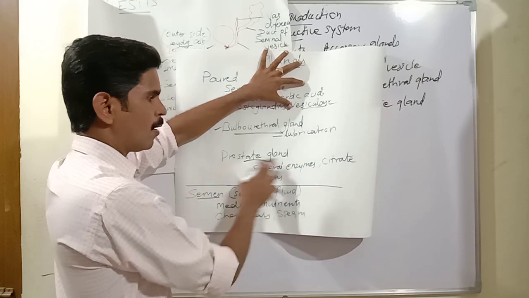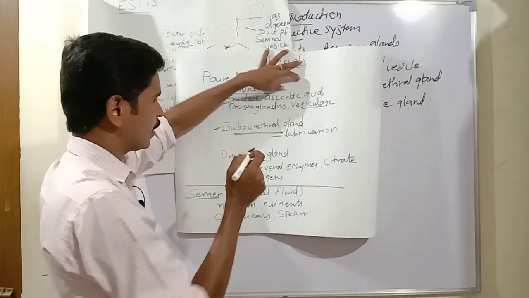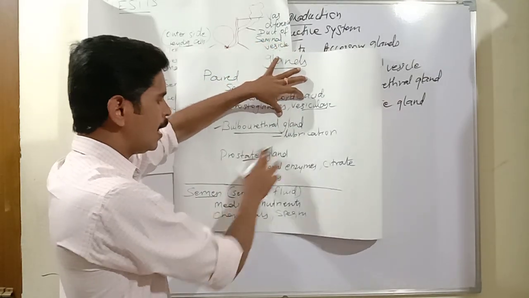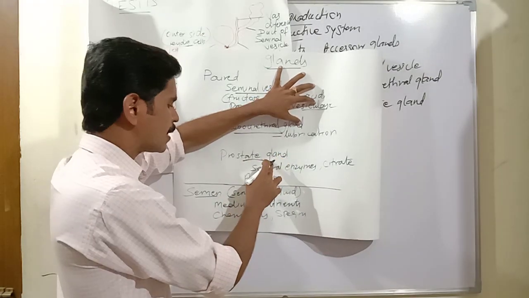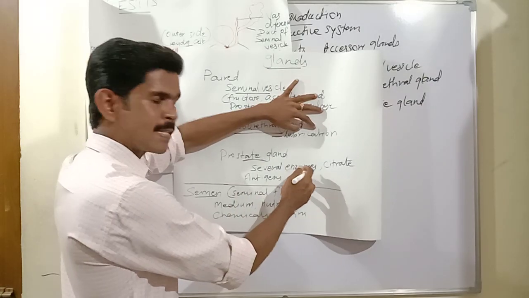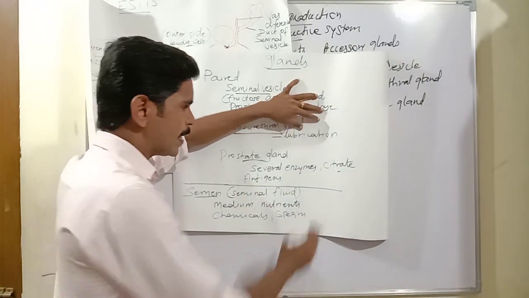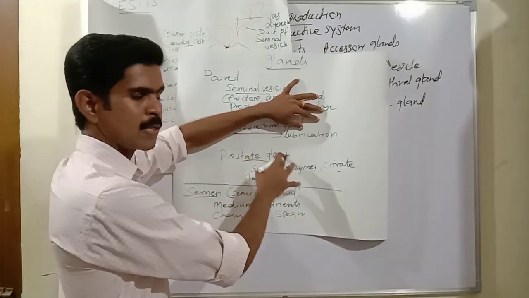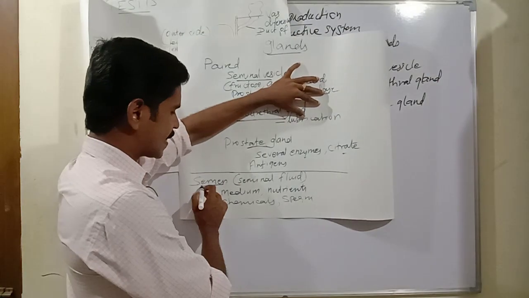Then the last gland, the prostate gland. This is a single prostate gland, while there are two paired seminal vesicles and paired bulbourethral glands. The prostate gland also secretes a fluid. This fluid consists of many enzymes, citrate, and some antigens. So these are some of the substances present in the fluid secreted by the prostate gland. Understand? Then next, semen.